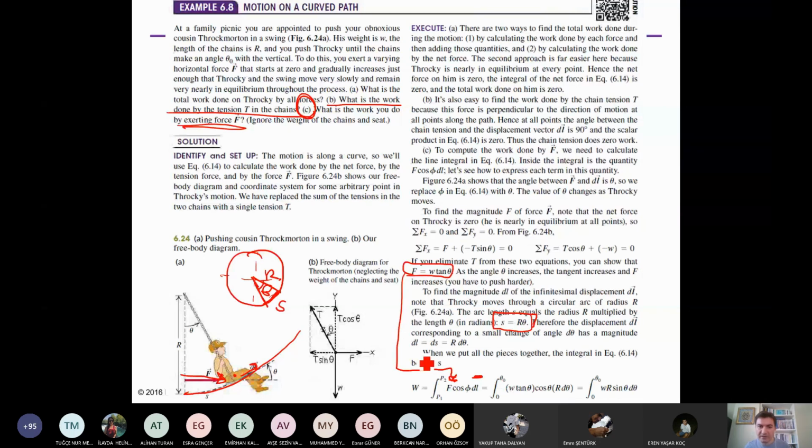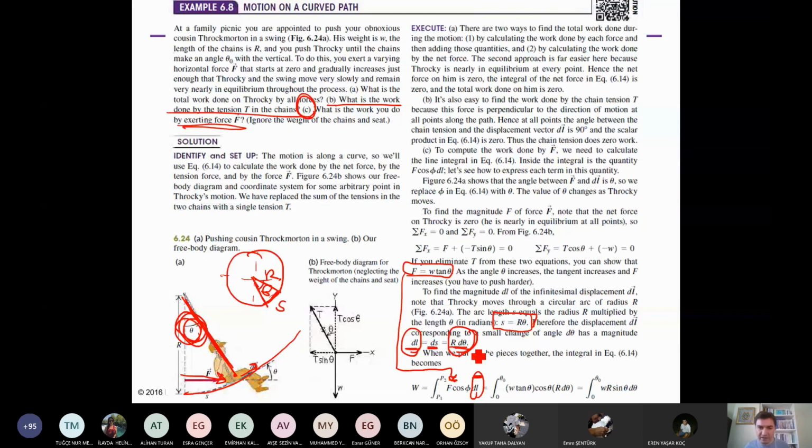S is R times theta. So we are talking about dl, the infinitesimal displacement. I can write it like ds. During this displacement, only theta changes, R is constant, okay? So then dl can be written with this expression, R times d theta. Instead of dl here, just use this expression. Instead of F, just use this expression. Here now I have W times tangent theta, cosine theta.